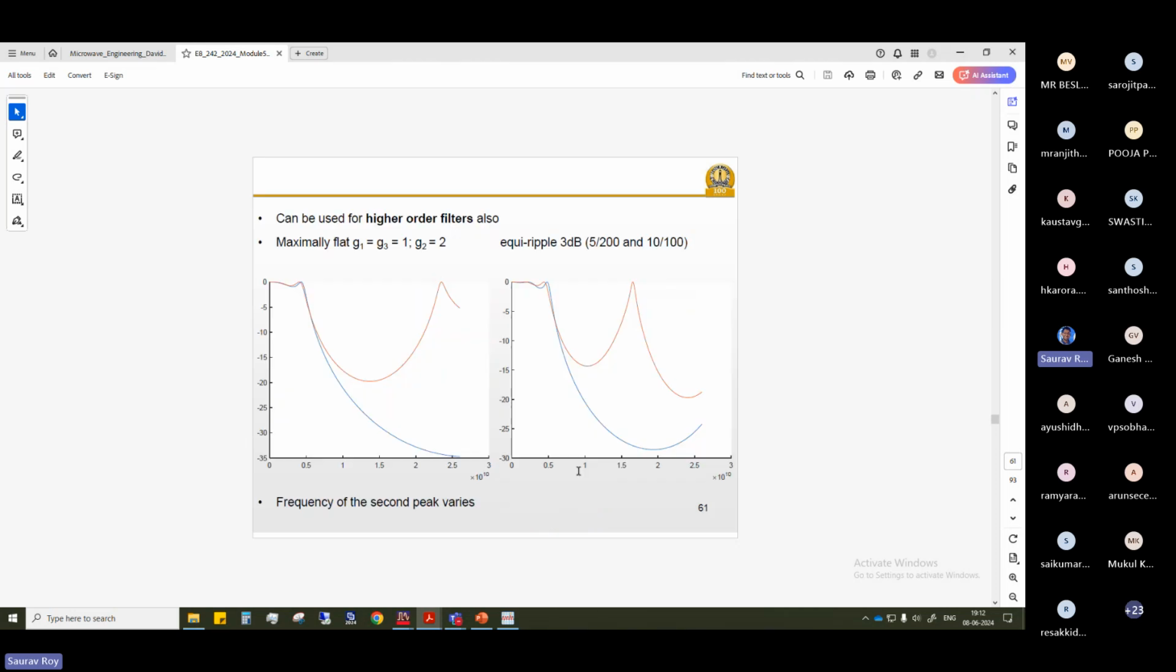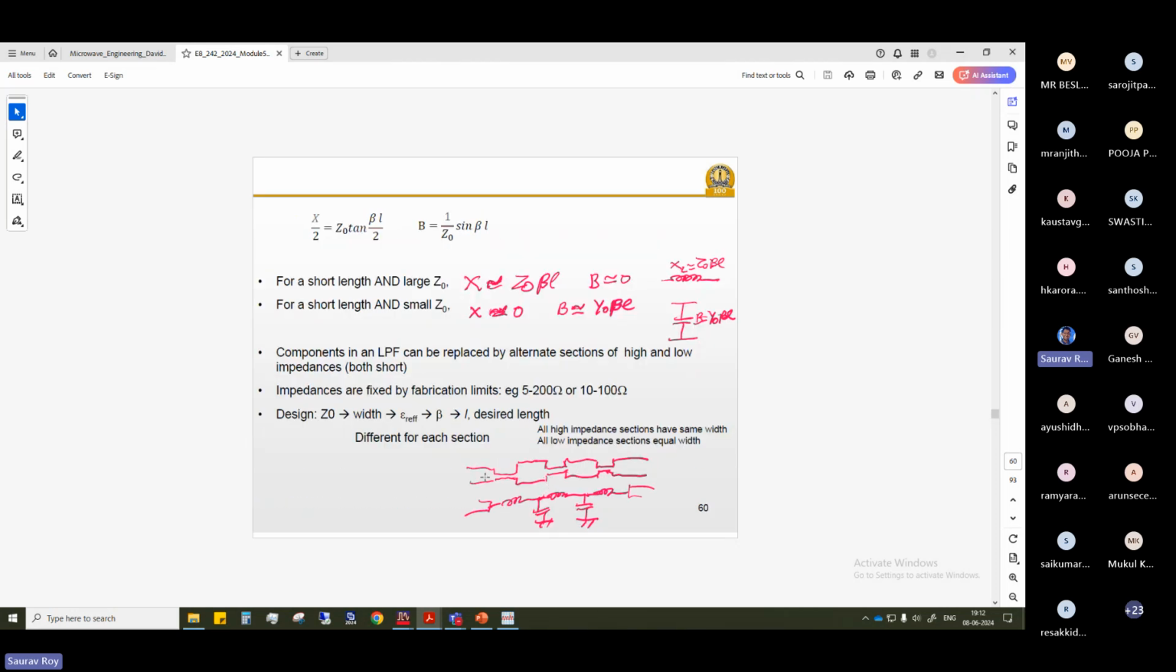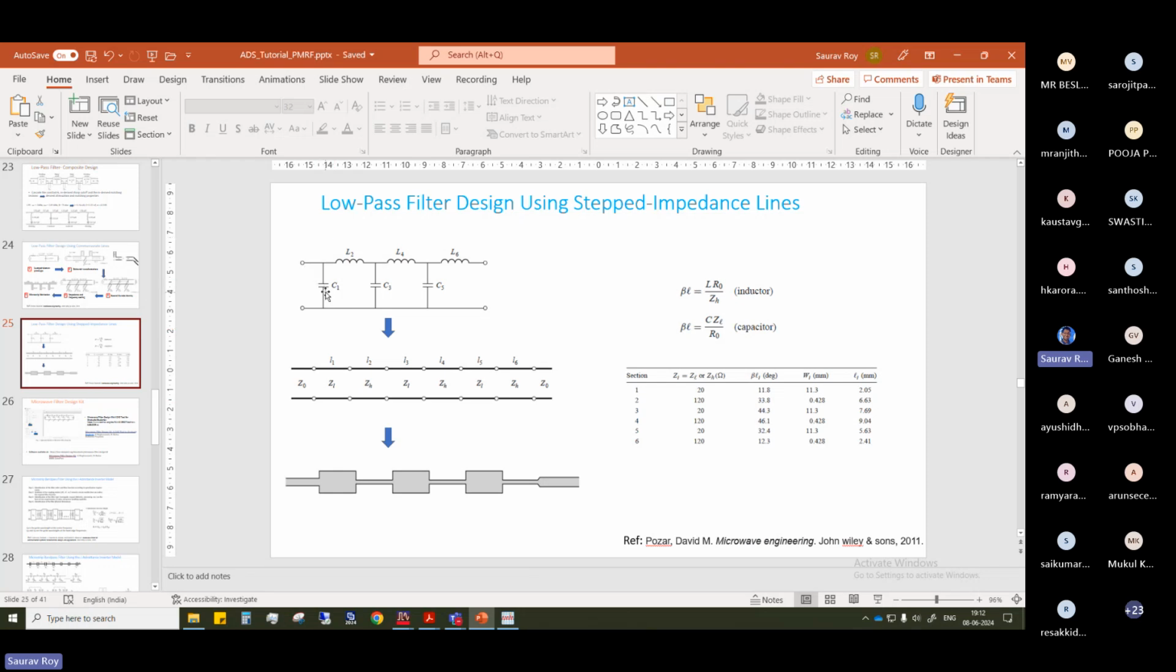So the same thing here, we are replacing with these high and low lines. That is what we are doing here. See, here the C1, L2, C3, all these components, total 6 components, have been replaced with 6 defined lines and lengths with defined characteristic impedance. Now the formula, we can calculate this.